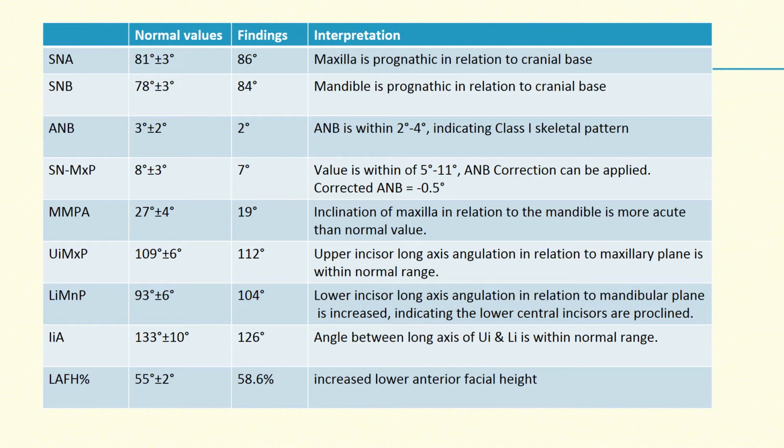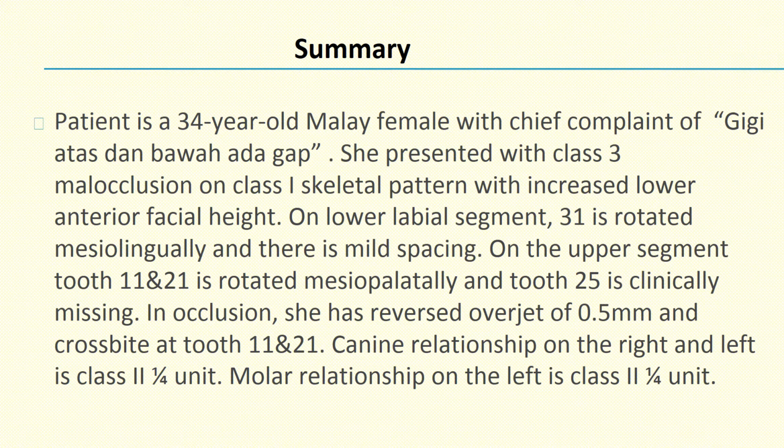While for lower anterior facial height ratio, it is 58.6%. This indicates that the patient has increased lower anterior facial height. So for summary, the patient is a 34-year-old Malay female with chief complaint of "gigi atas dan bawah ada gap". She presented with a class 3 malocclusion on class 1 skeletal pattern with increased lower anterior facial height.